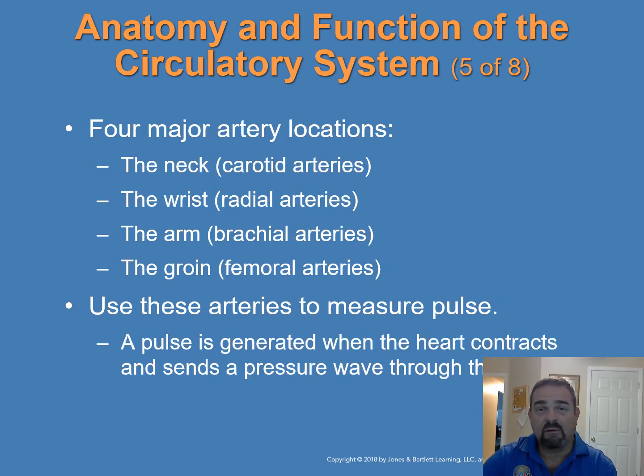Right, there are four major artery locations: the neck, which is the carotid artery, the wrist, which is the radial artery, the arm, which is the brachial artery, and the groin, which is the femoral arteries. Because these arteries lie between bony structures in the skin, you can use them to measure the patient's pulse. A pulse is generated when the heart contracts and sends a pressure wave through the artery. That's why you can feel it.